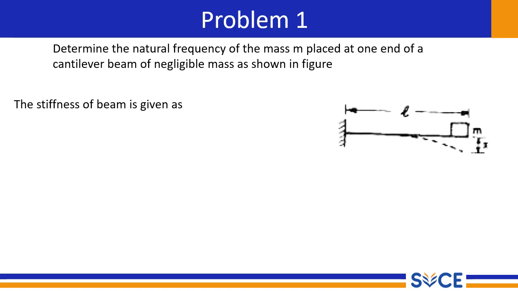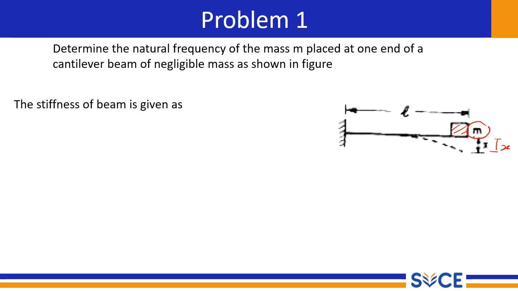Dear students, now we are going to see how to determine the natural frequency of this cantilever beam. This cantilever beam length is L and it has a weight at its tip. At the tip of the cantilever beam, we have loaded the mass. The mass is going to be M. Because of this mass, the cantilever beam is deflected by a length of X. So under this condition, we are going to determine the natural frequency of the system.